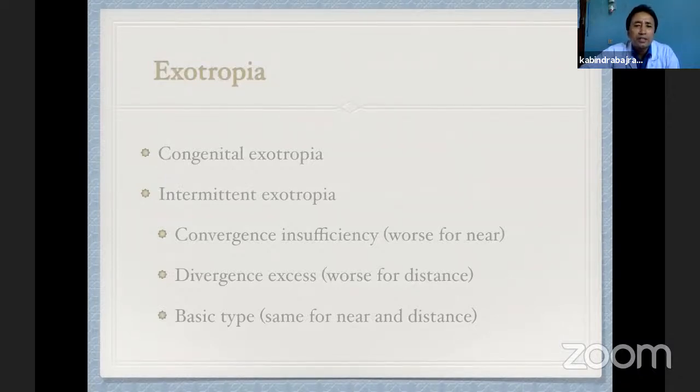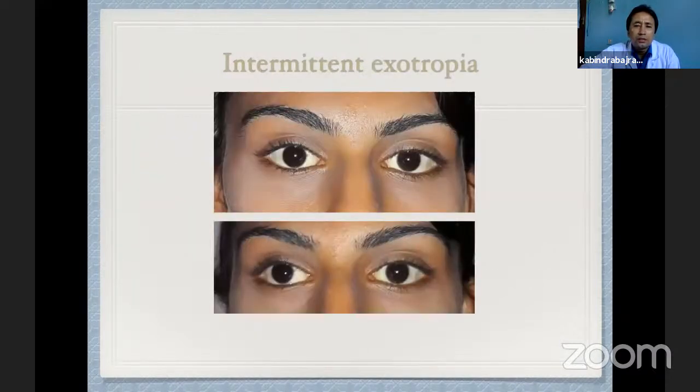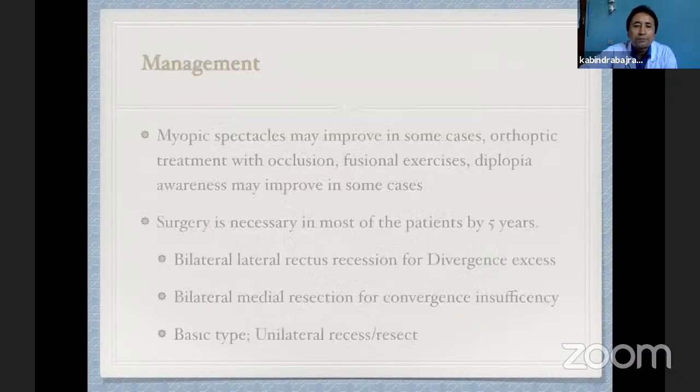Exotropia is the next condition. It can be congenital, it can be intermittent. In intermittent also, there are convergence insufficiency, divergence excess, and basic types. And depending upon the type of intermittent exotropia, the surgeries are different. This is one of the pictures showing intermittent exotropia. Sometimes the eye looks straight, and if fusion is broken, then the eyes go exo.